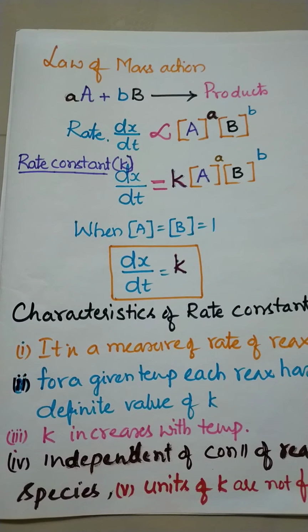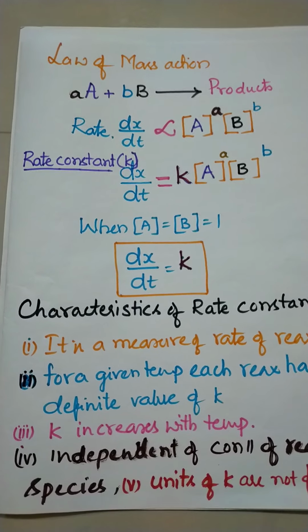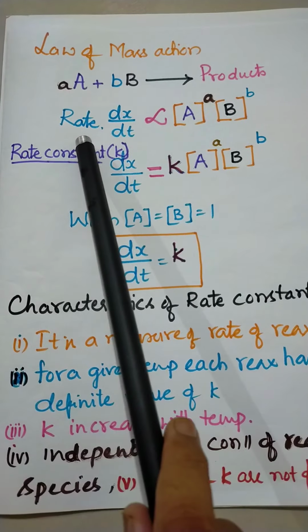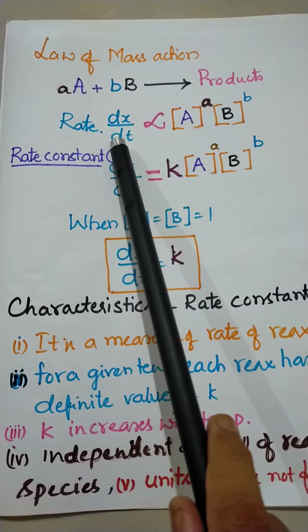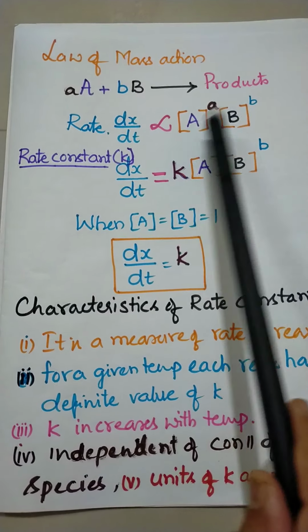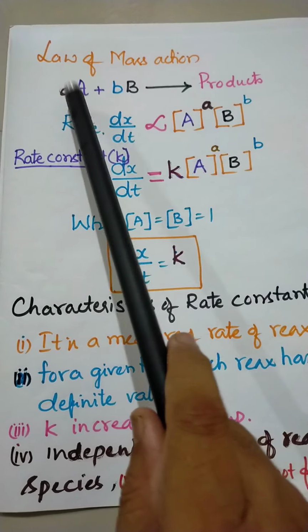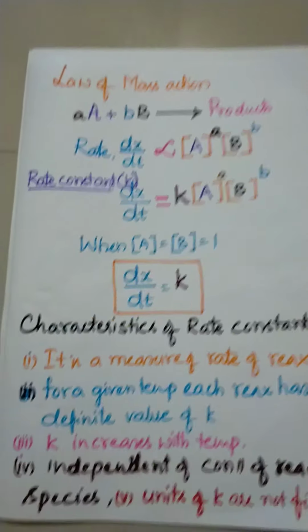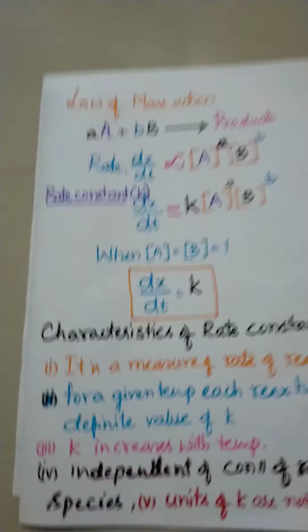Don't go for memorizing the law of mass action by heart. From this concept only we can get the rate of the reaction, that is dx by dt, which is directly proportional to the product of the active masses of the reactants when their coefficients are raised to their respective powers. So that's about the law of mass action.